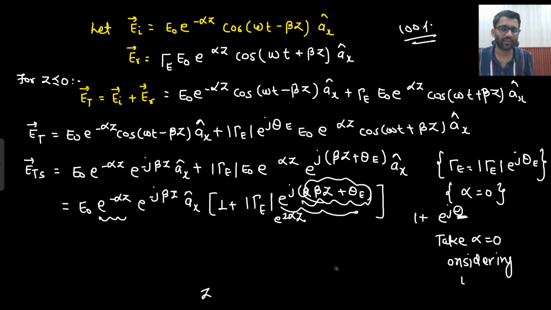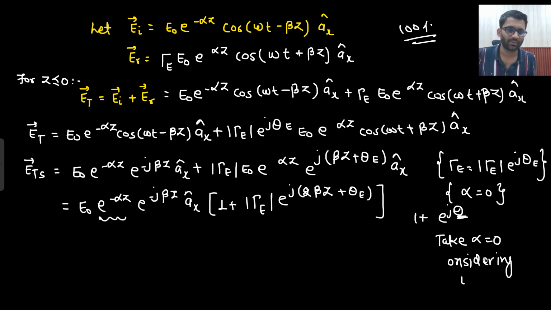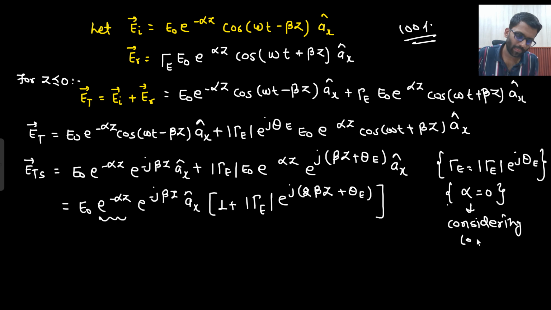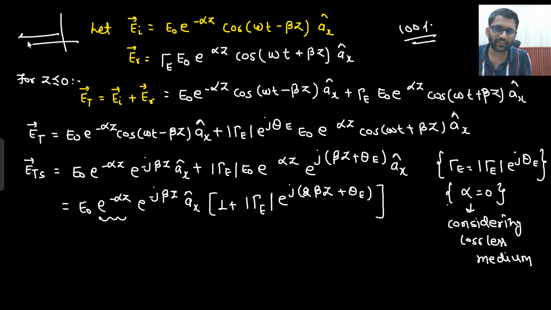Okay. So we will take lambda equals to 0. Sorry, alpha equals to 0, not lambda. We will take alpha equals to 0, considering a lossless medium. And did you understand why I said plus z will come here? Because I am traveling in the negative z direction. This wave is traveling in the negative z direction.